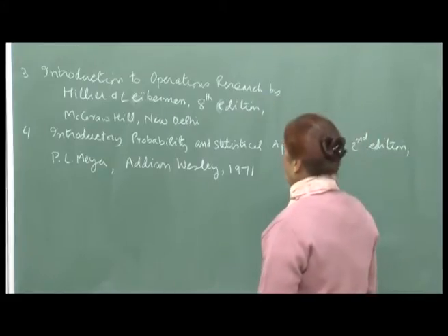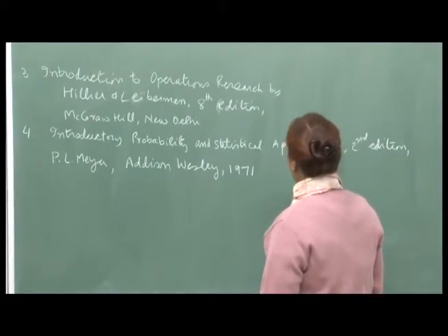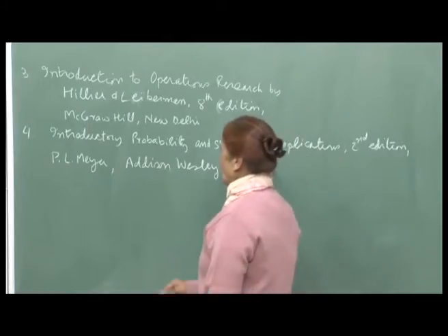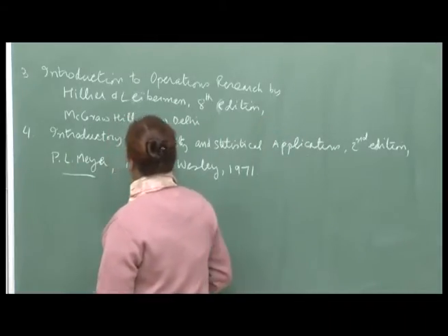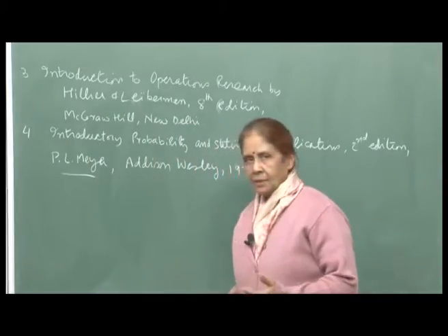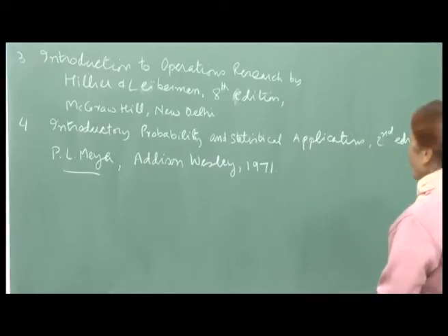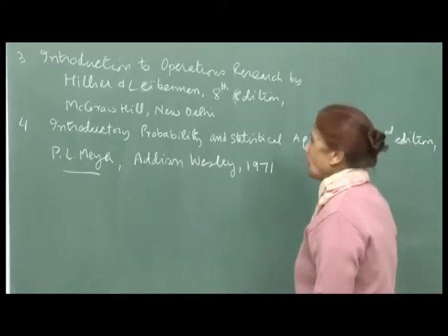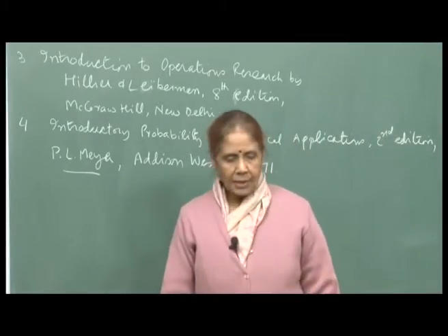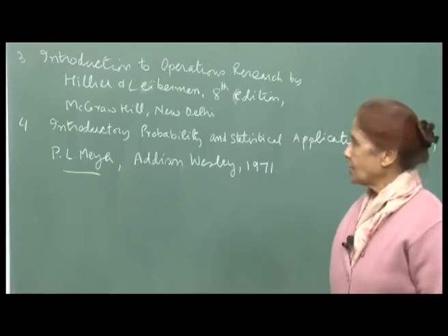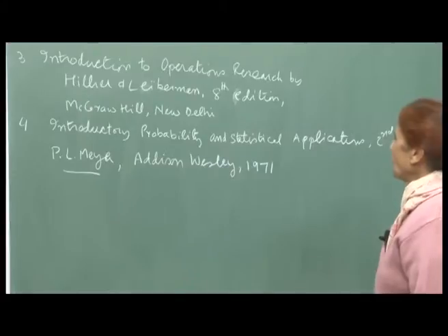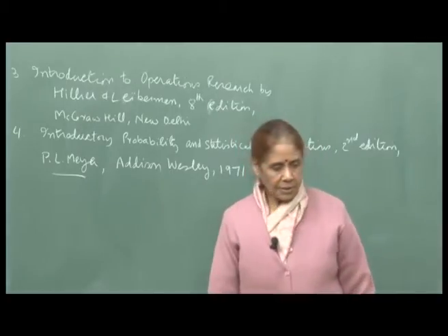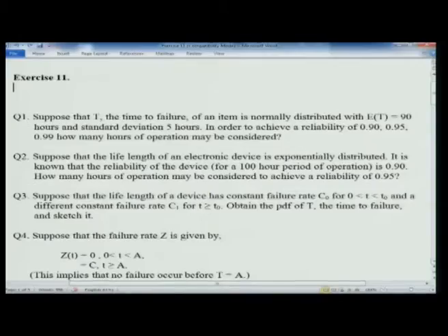And the fourth one that I have used is Introductory Probability and Statistical Applications, 2nd edition, Paul Meyer. Again, this is a classic book, and the material has been presented very neatly and simply. For the reliability theory portion I have used this book, and this is an Addison-Wesley 1971 book. So, this is what my sources were, and now you can, as I told you, Google search for any subject matter that you need, and I hope you get interested enough in the topic to read more. Now, let me discuss the last exercise, exercise 11 with you, which is based on probability theory.